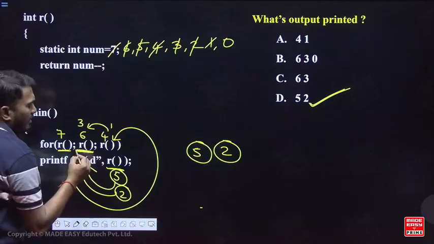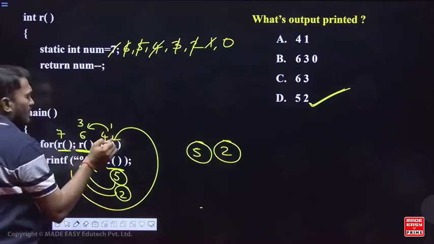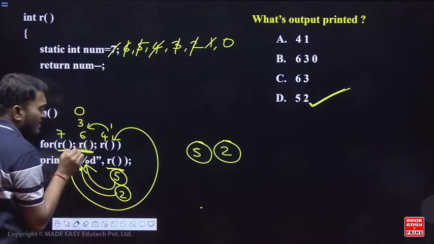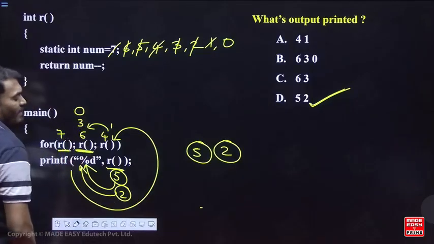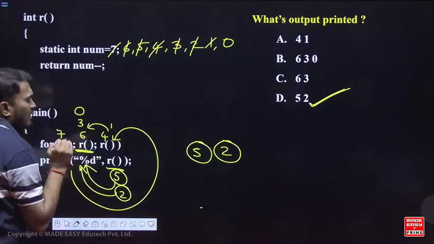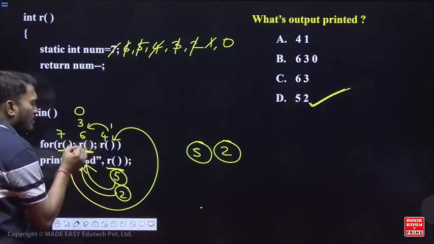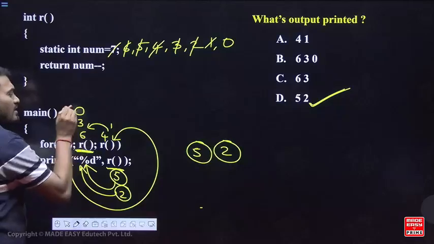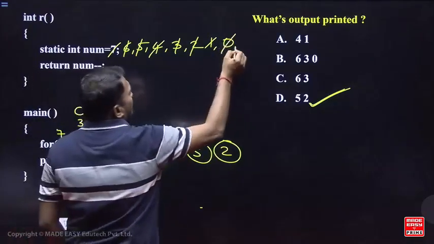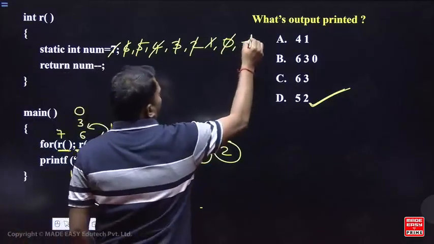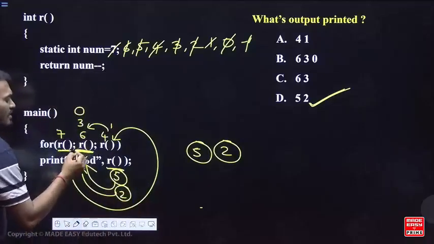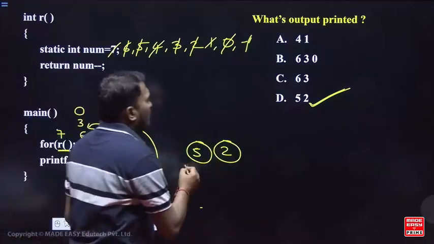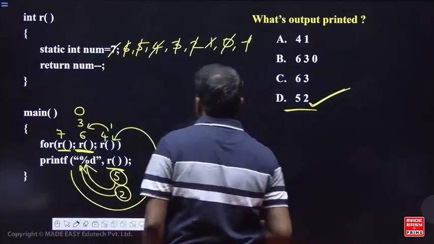When you call this R, what is the number value? 0. So it is returning 0. 0 is treated as false. When the condition of your for loop is false, you come out of the for loop. It is returning 0, but afterwards it becomes -1. That is a different case. So when this condition is false, you come out of the for loop. So what is the value printed? 5, 2. So this is the answer.